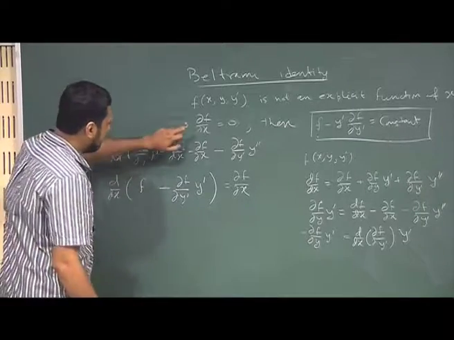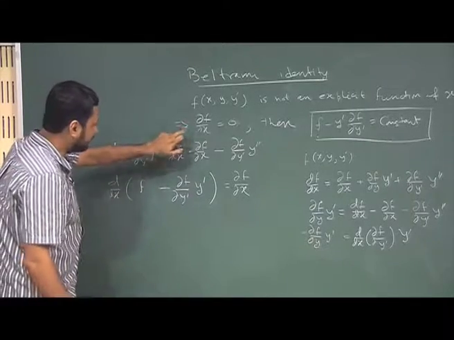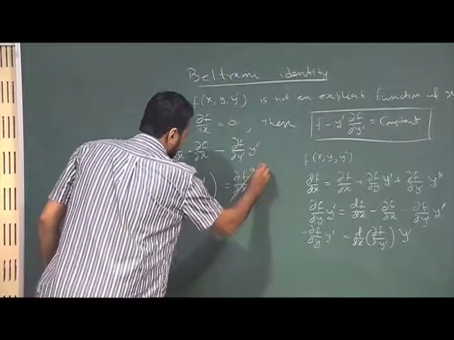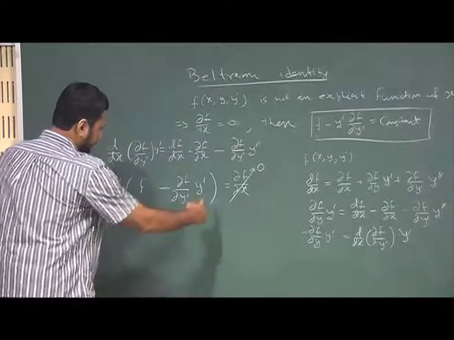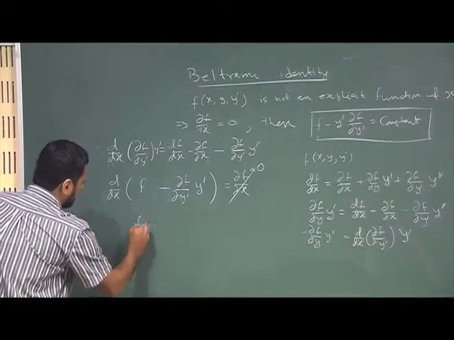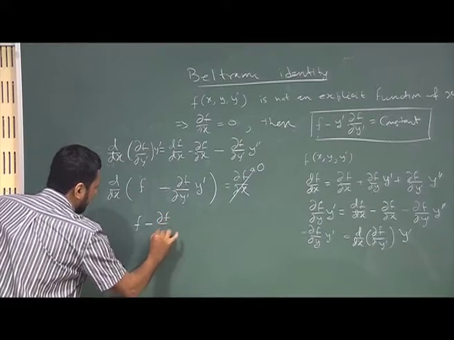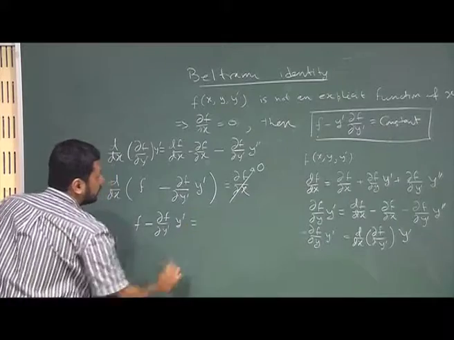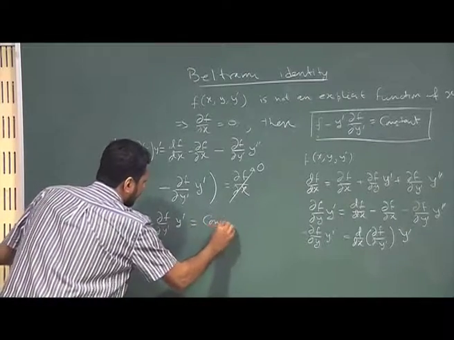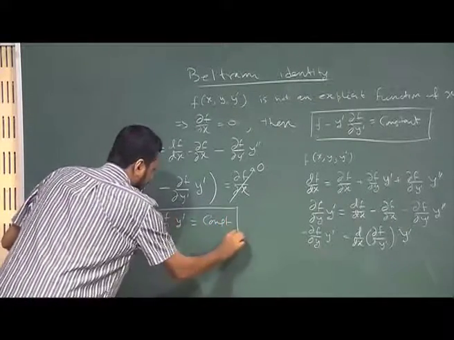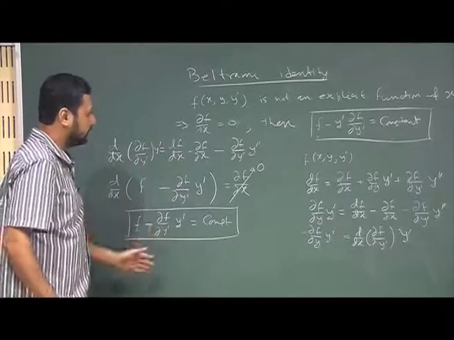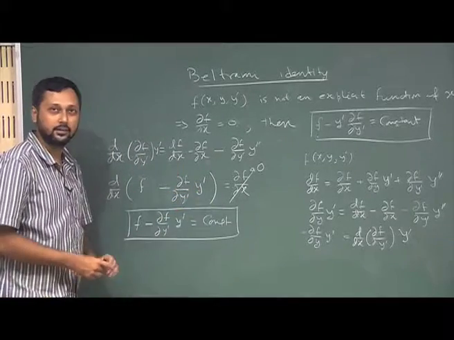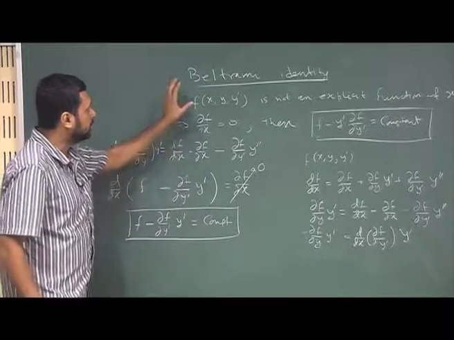Now, going back to this identity, if this side is equal to 0, then we immediately see this whole thing equal to 0, and we get f minus y prime del f del y prime is equal to a constant. Okay, very good. So, we proved it. It is a very easy proof, 3 or 4 lines essentially. This is called the Beltrami identity.